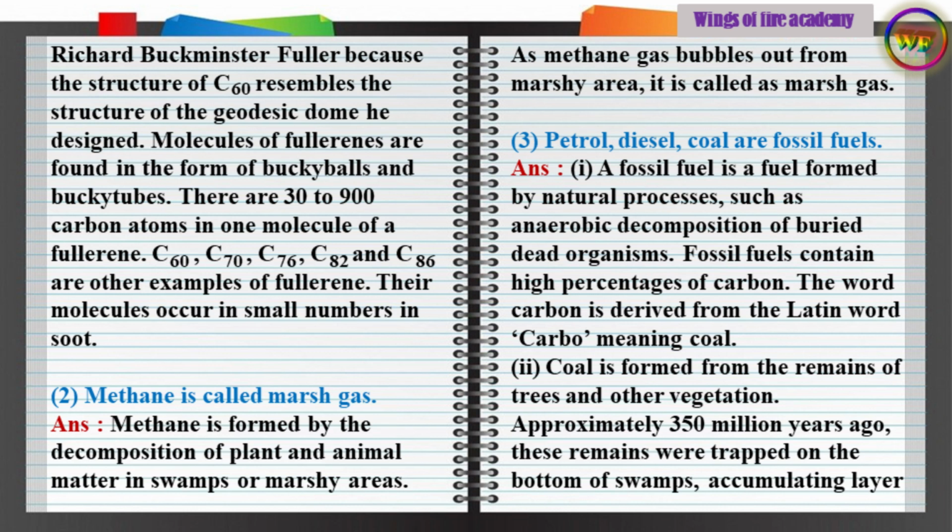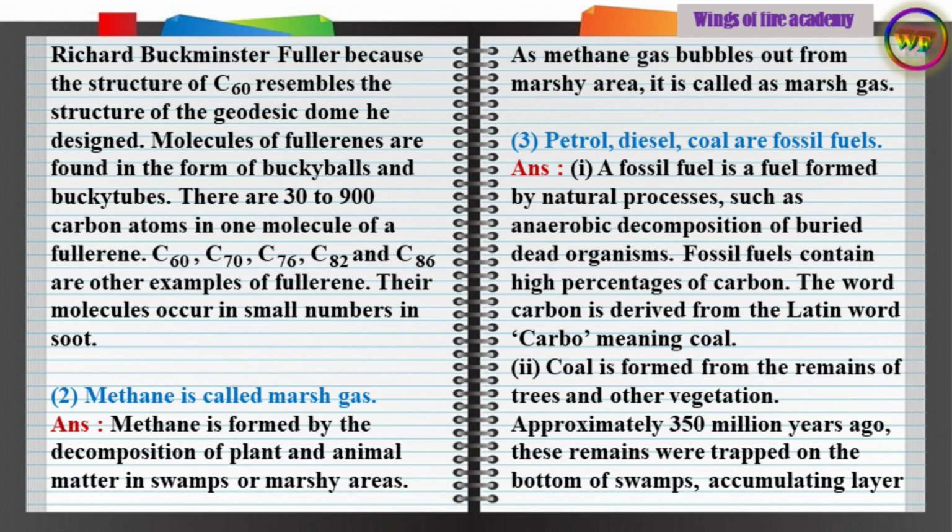2. Methane is called marsh gas. Answer. Methane is formed by the decomposition of plant and animal matter in swamps or marshy areas. As methane gas bubbles out from marshy area, it is called as marsh gas.